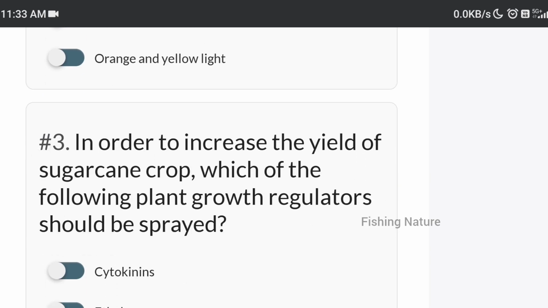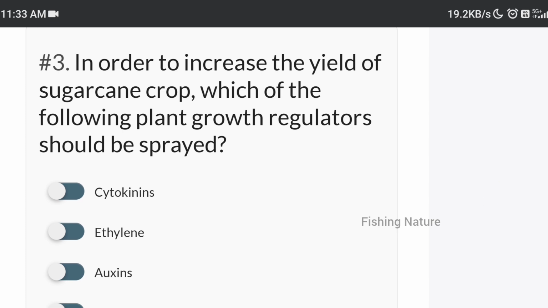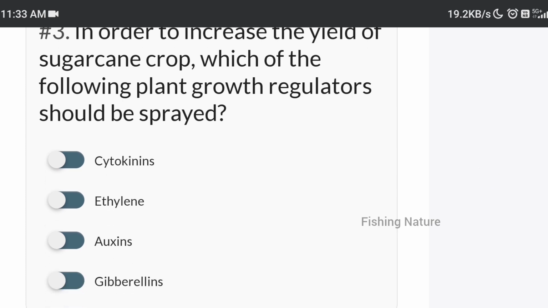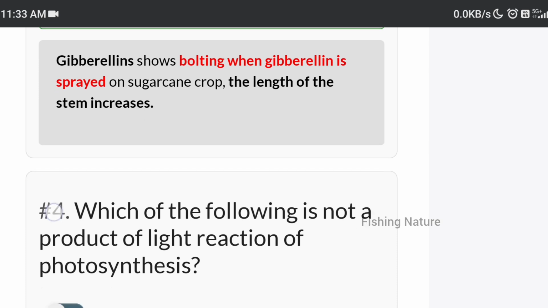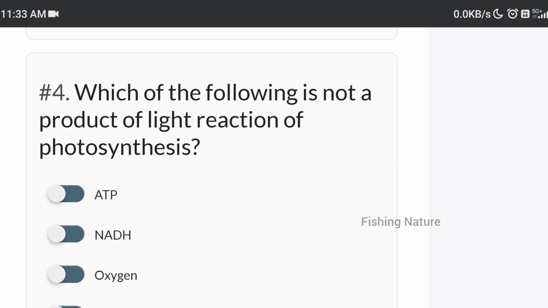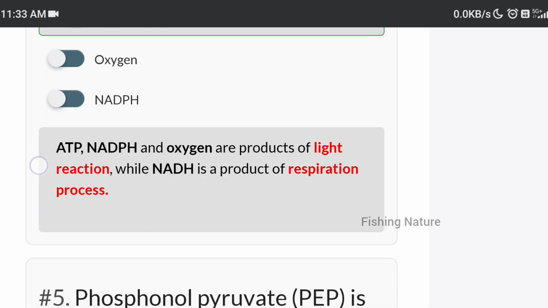Next, in order to increase the yield of sugarcane crop, which of the following plant growth regulators should be sprayed? Cytokinins, ethylene, auxins or gibberellins? It is gibberellins. Next, which of the following is not a product of light reaction of photosynthesis? ATP, NADH, oxygen or NADPH, which is not a product they are asking. NADH is not a product.